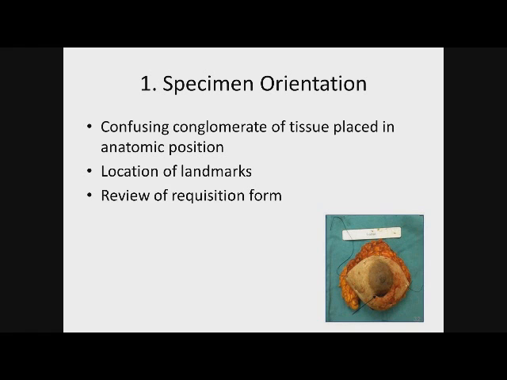Shown here is a radical mastectomy. The landmarks here are fairly clear. The skin is obvious, but also the surgeon has placed sutures marking the different areas. So they might have inferior versus superior. Notice a single stitch in the superior margin. And then medial versus lateral margins will have either 2 stitches or 3 stitches depending on the requisition and the surgeon themselves. The important thing is that by reading the requisition, we can place this tissue in anatomic position.